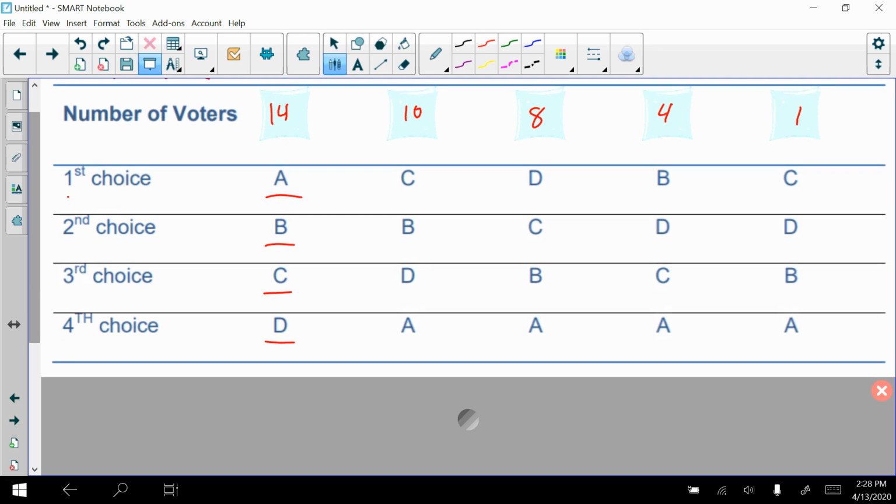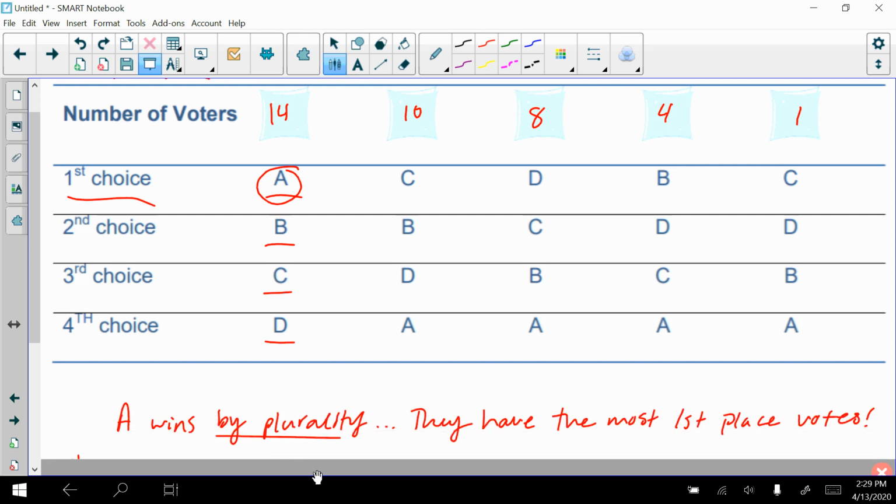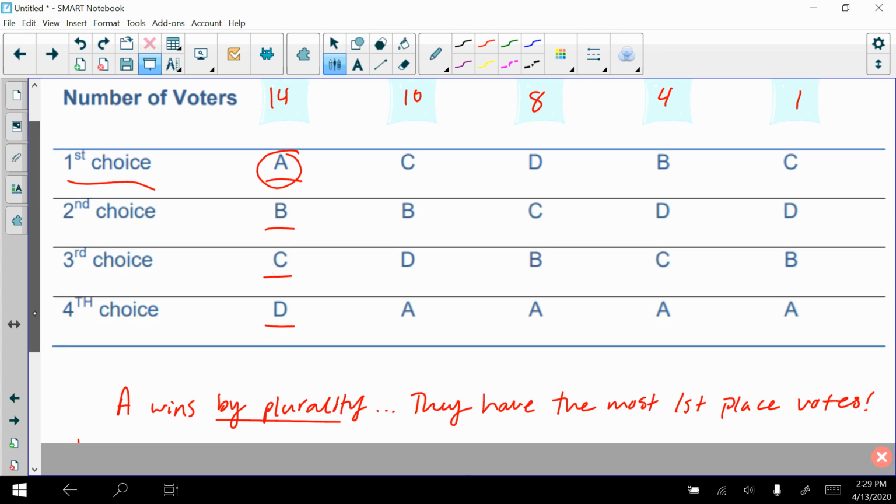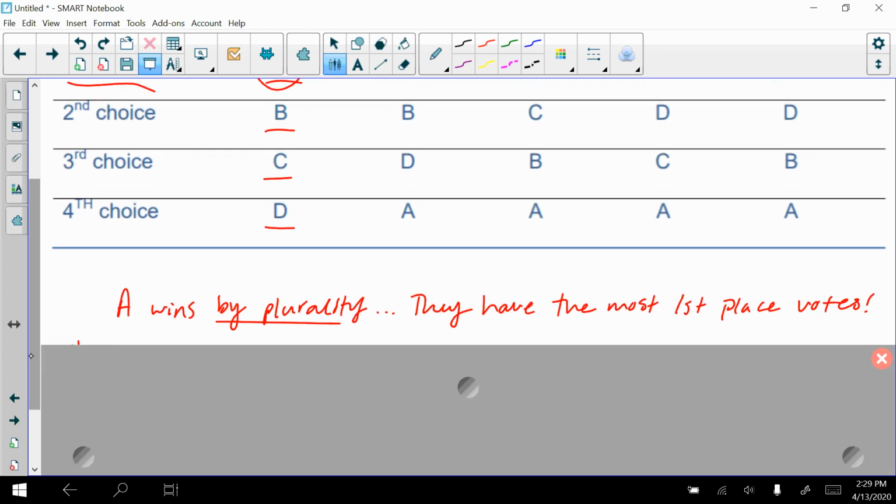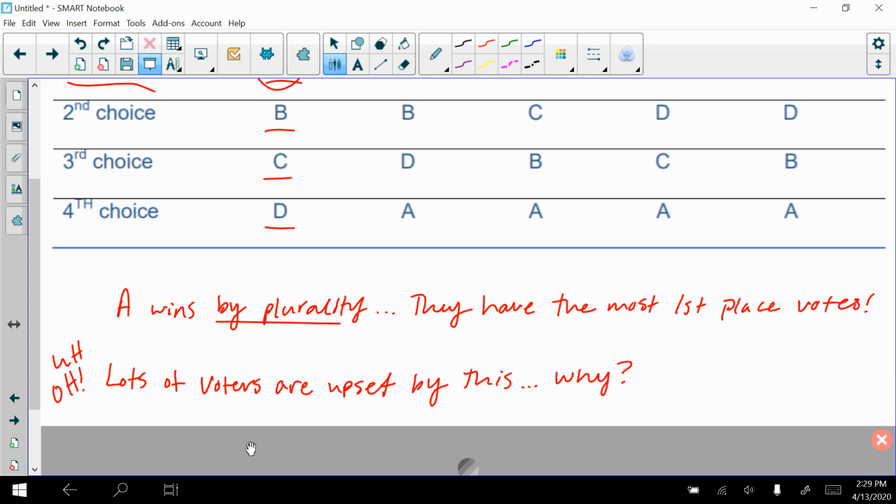Turns out that if we just count them up, A has the most first place votes with 14. C has 11, D has 8, and B has 4. A has the most with 14. So by plurality, A would win this election because they have the most first place votes. Let's say that candidate A wins student council president with 14 first place votes. But it turns out that lots of voters are upset by this. Lots of voters are really, really angry that A won.